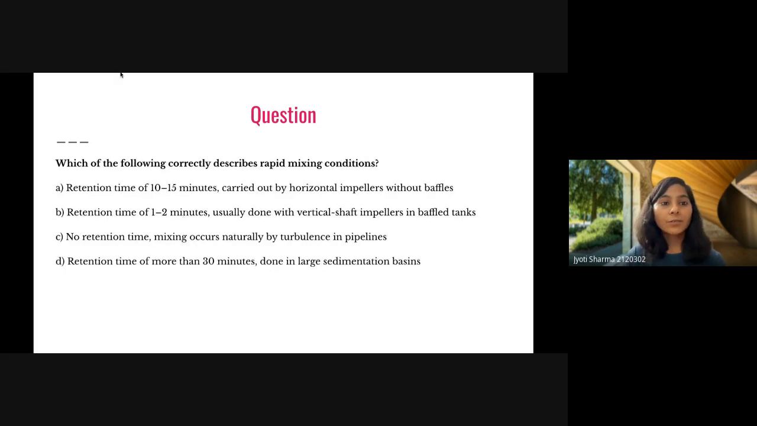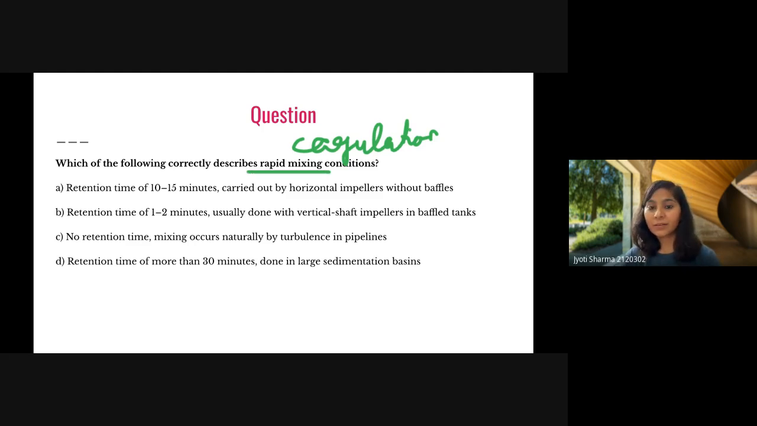The next question is, which of the following correctly describes the rapid mixing condition? If you know that coagulation happens in rapid mixing, then you have to tell me the correct option about this rapid mixing condition. Retention time of 10 to 15 minutes carried out by horizontal impellers without baffles. Retention time of 1 to 2 minutes. No retention time. Retention time of more than 30 minutes.